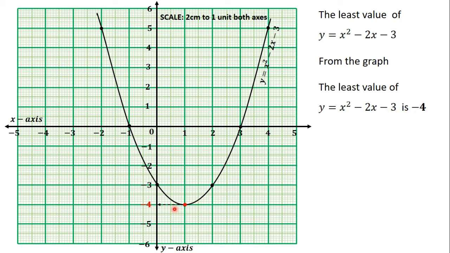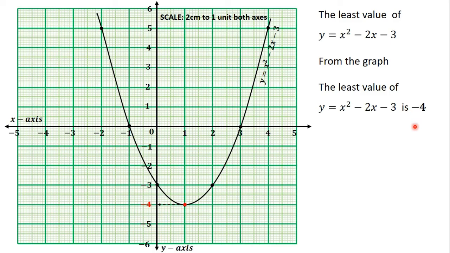And we can clearly see that the least value or the smallest value of y on this graph is -4, because the curve starts from here and the y values keep on decreasing as the curve moves downwards. So it keeps on decreasing until it gets to this point. Then it changes direction and it keeps on increasing again. So we can see that the smallest value of y, or the least value of y, is -4. So from this graph, the least value of the function is -4.